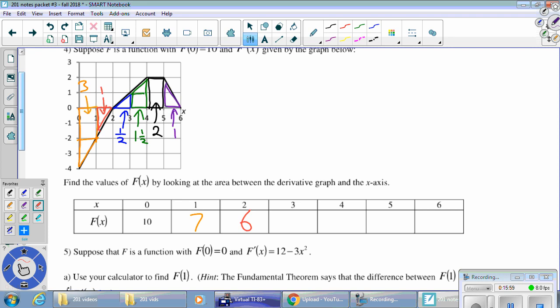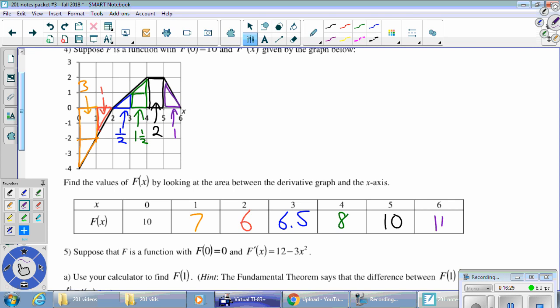The blue triangle is above the x-axis, so that's a positive 1/2. We had 6, now we have 6.5. The green is a positive 1.5. From 6.5, we go up to 8. Black 2 is positive. We go from 8 up to 10. And then the purple is a positive 1, up from 10 to 11. Okay, that's it for number 5.